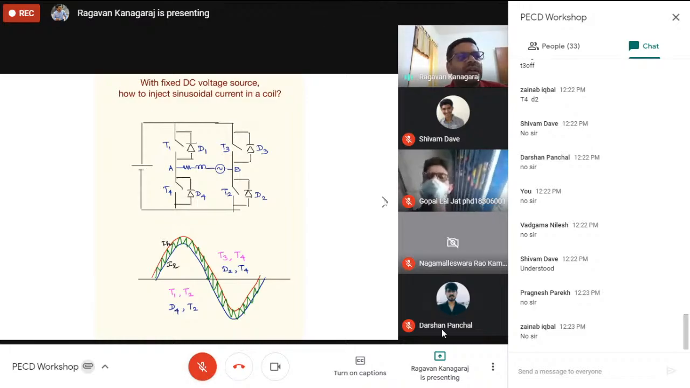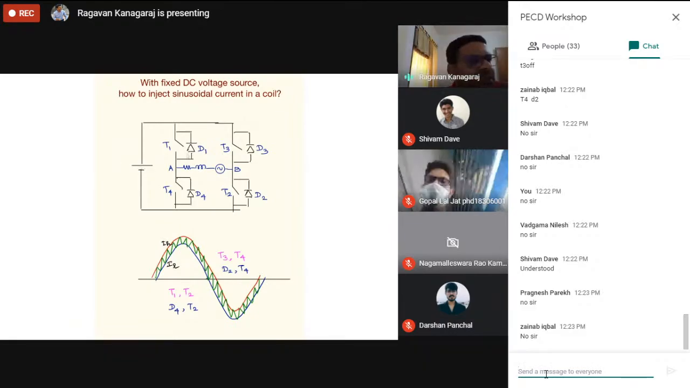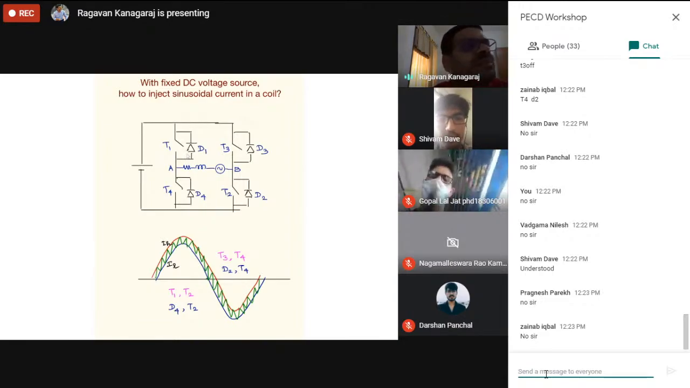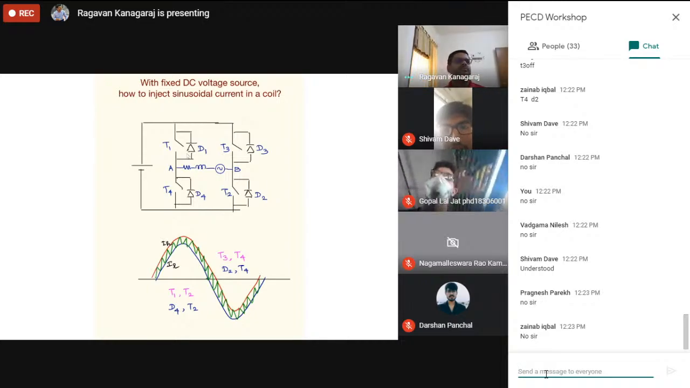How to inject sinusoidal current in a coil with a fixed DC voltage source? There is no change in the power electronic converter. Can anybody explain by yourself? That will be better if somebody explains.